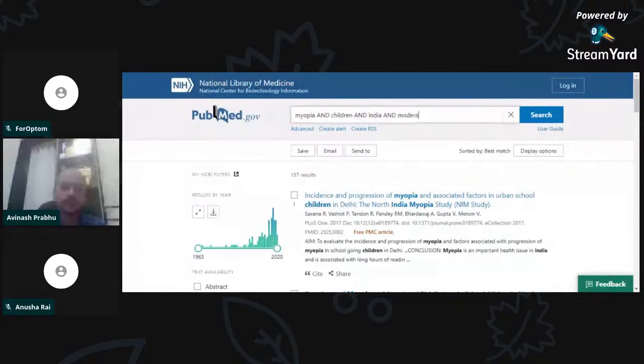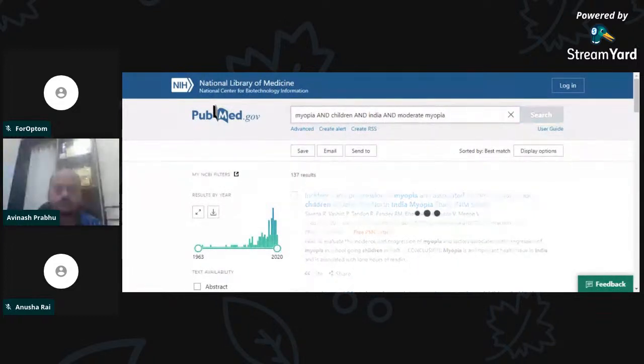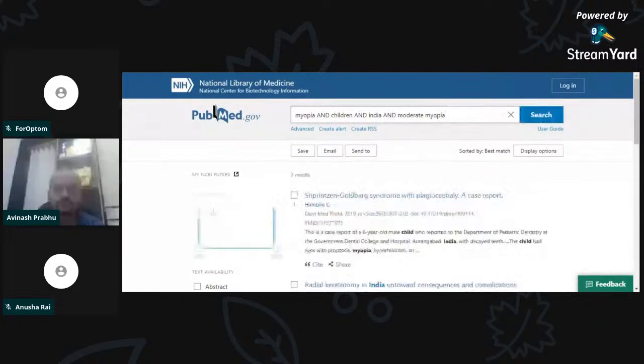moderate myopia, so it'll get something like this. So this process which I'm describing over here is... maybe we'll try another term, orthokeratology.